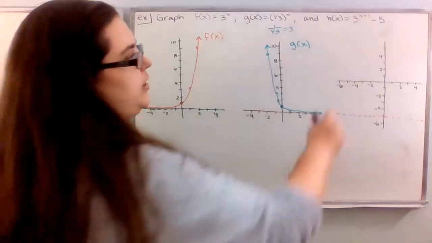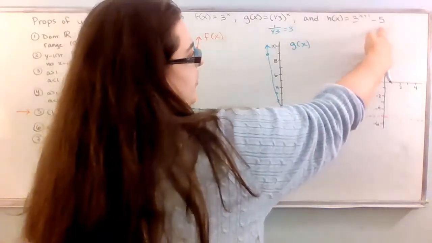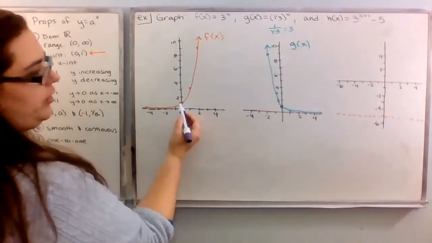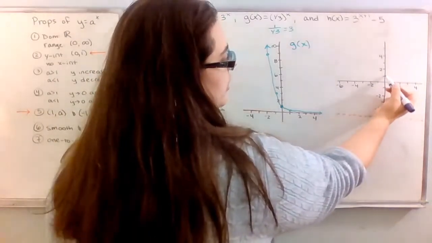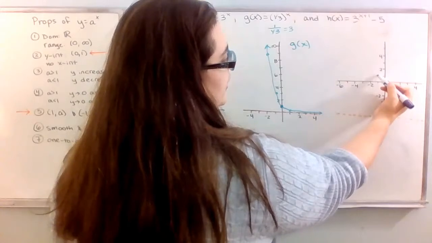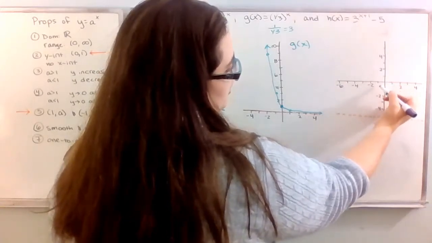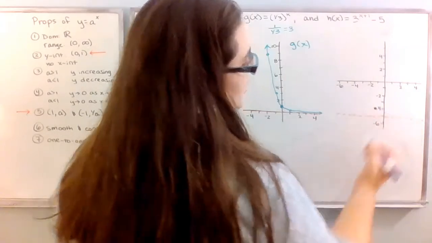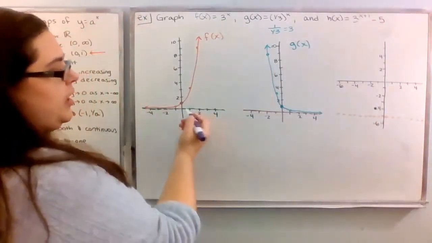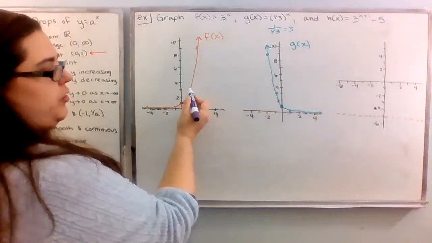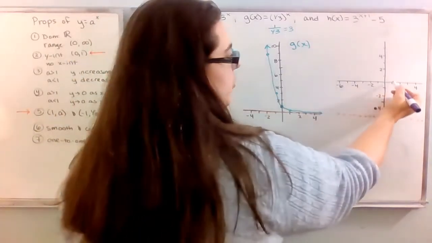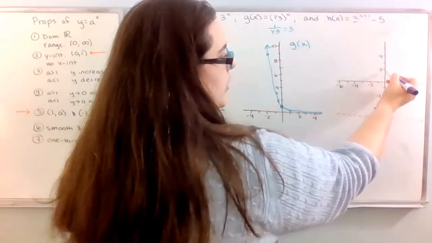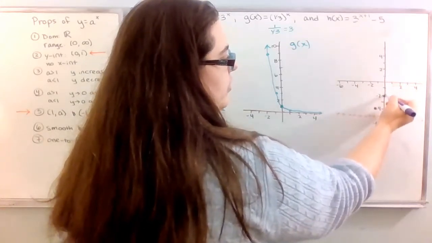So I'm going left 1 and down 5. So I'm going to start out with the y-intercept. It was at 0, 1. So that's where we're starting. We're going left 1 and down 5. So 1, 2, 3, 4, 5. So it looks like I'm at -1, -4. This point that was at 1, 3, we're going to go left 1 and down 5.